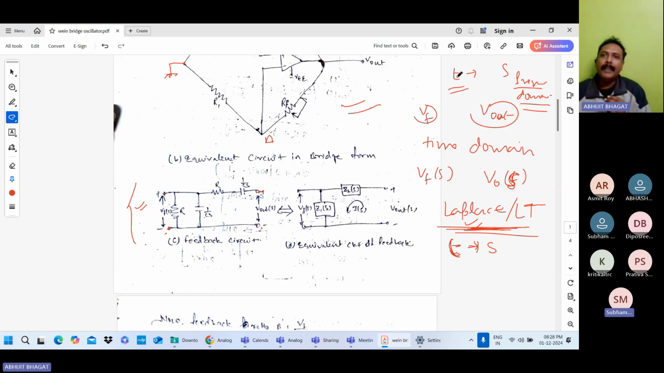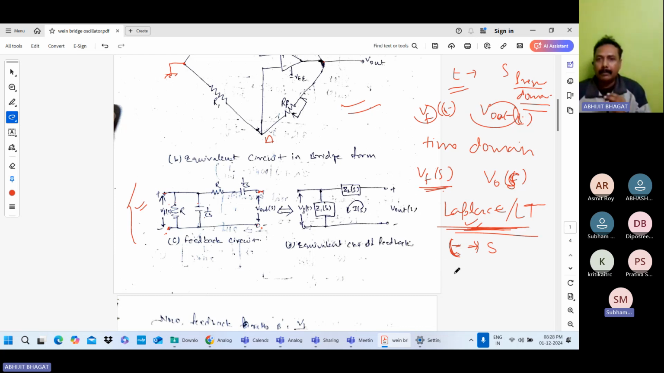So in the time domain, it is denoted by Vf or Vf of t. And in the frequency domain, it is denoted by Vf of s. Then your V out is either V out or V out of t in the time domain. And in the frequency domain, it is V0 of s or V out of s. So this is in the frequency domain. Just the representation: Vf of s and V out of s. Now what are the changes?